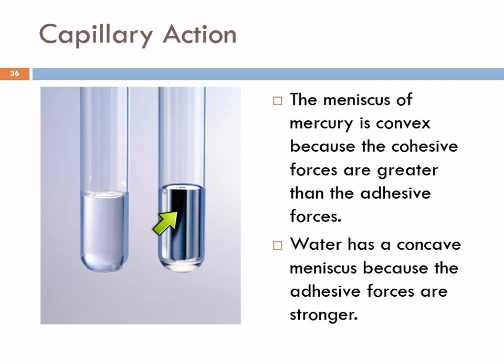Mercury does the opposite. It's convex. It bubbles up in the middle because the cohesive forces between the mercury atoms are greater than the adhesive forces between the mercury and the glass itself. You can see a different shape of a meniscus if you use a different type of material. If you use plastic, we have some plastic graduated cylinders, and the meniscus is much flatter in those because the water is not as attracted to the plastic as it is to the glass.